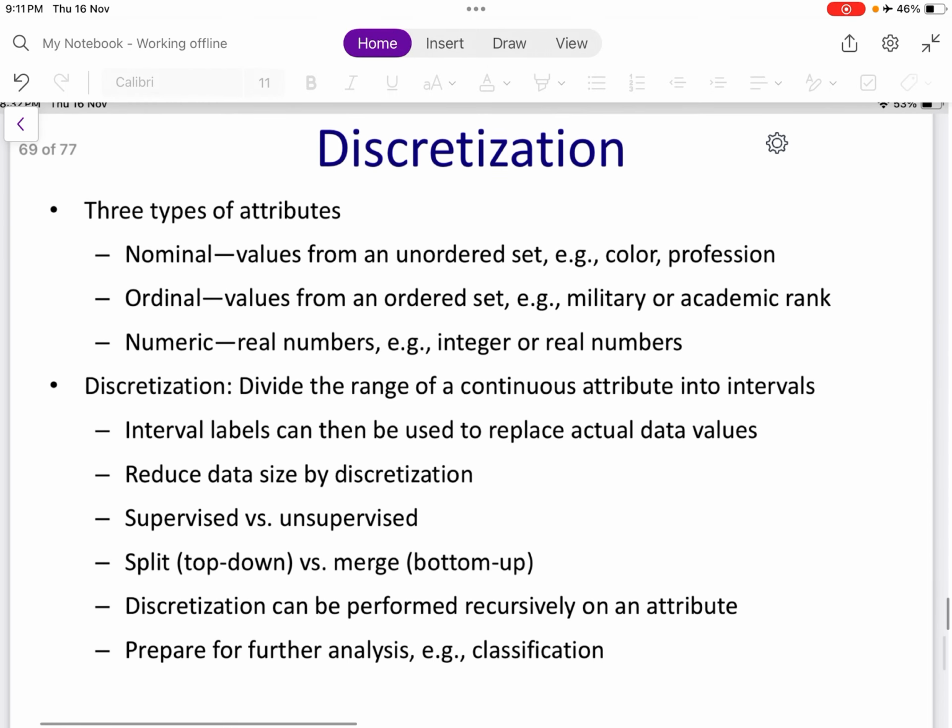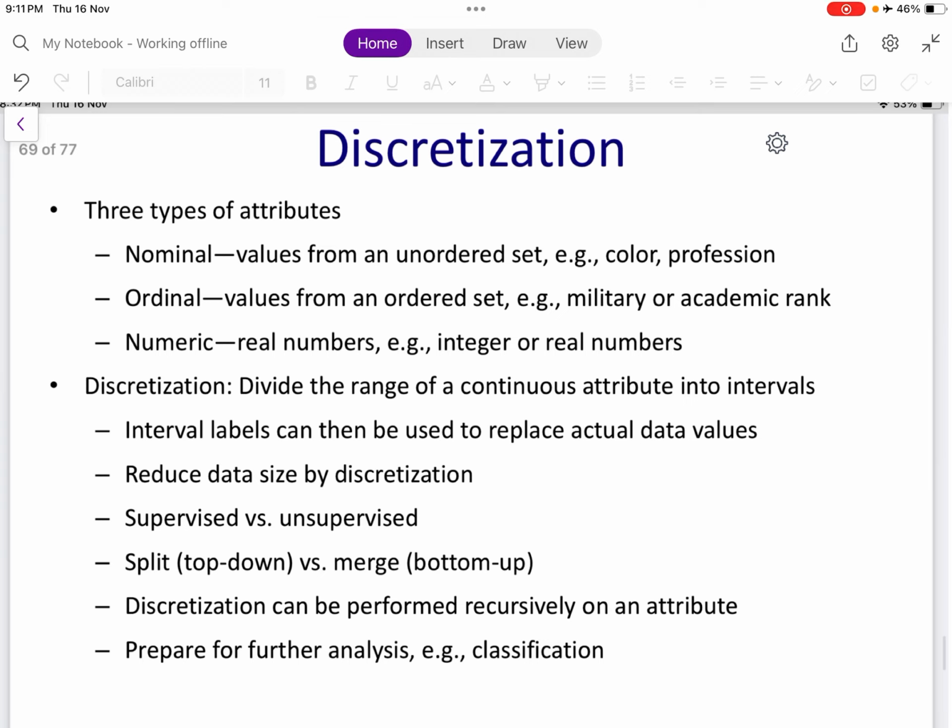So, data discretization. There are three types of attributes. Nominal values form an unordered set. Example: color, profession. So we already did this. Ordinal values we did too, for example military or academic rank. Numeric values are real numbers, for example integers or real numbers. Divide the range of a continuous attribute into intervals. Interval labels can then be used to replace actual data values. This reduces data size by discretization.